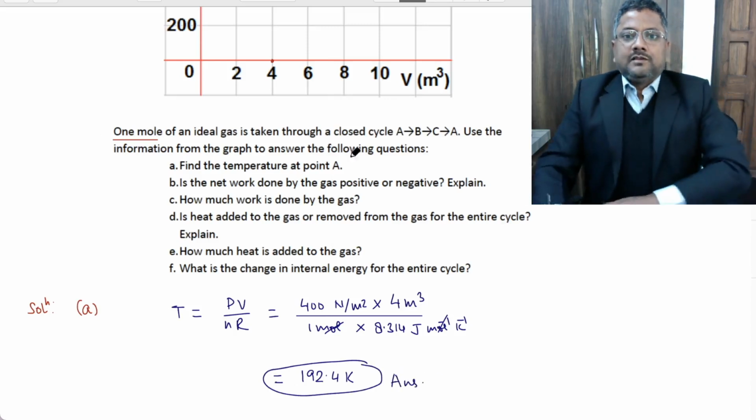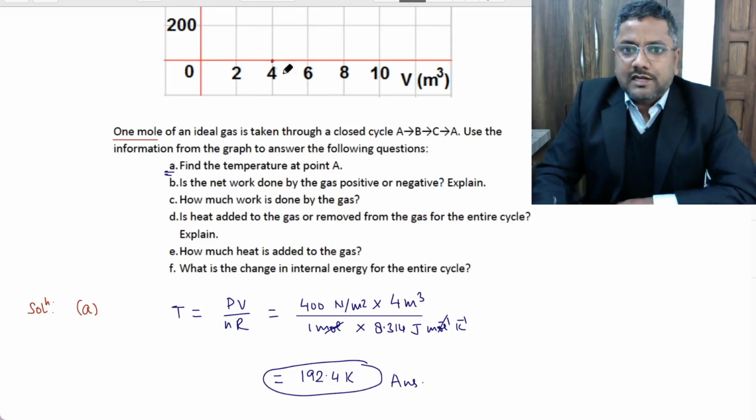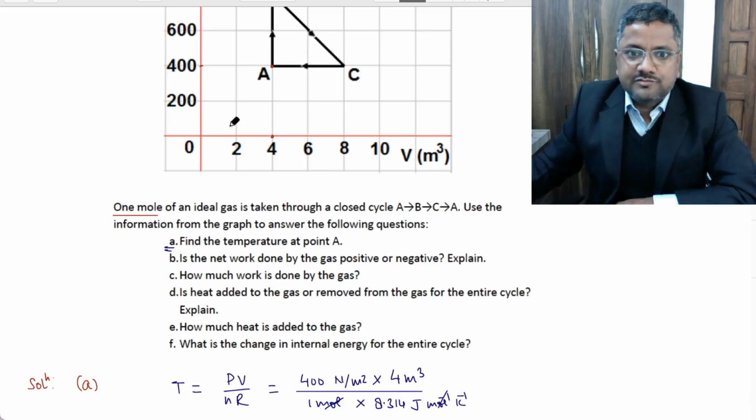Okay, so this is the first part answer. Temperature at point A. Okay, this is the point A. So you have pressure, you have volume, you have number of moles. Second part is the work done by the gas is positive or negative, explain.